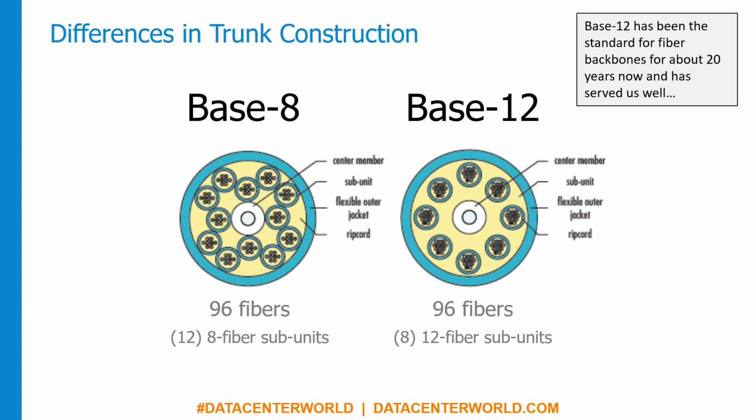Another one of the big differences between using a base 8 versus base 12 or base 2 fiber backbone is in how the trunk cable is actually constructed. As I mentioned before, base 12 has pretty much been the standard for a number of years, in fact about 20 years now, for fiber backbones used in structured cabling, and it served us well. But with base 8, you'll notice in this illustration that a typical 96 fiber trunk with base 8 has 12 8-fiber subunits inside of it, versus base 12 has 8 12-fiber subunits. Both have similar construction in terms of the outer jacket, level of protection, and center strength members.